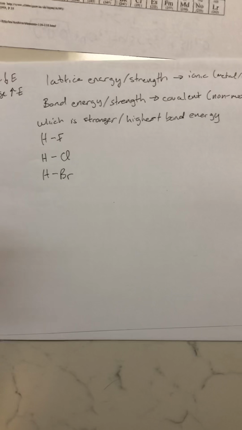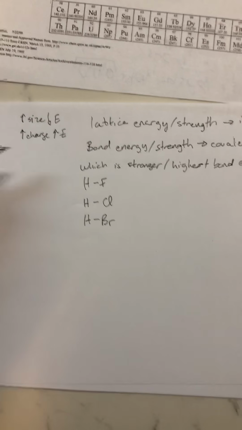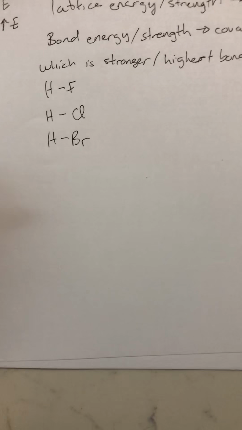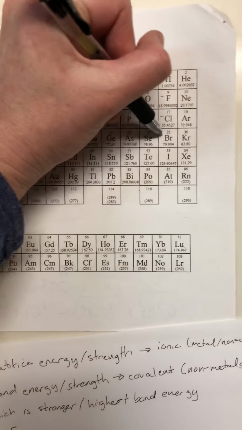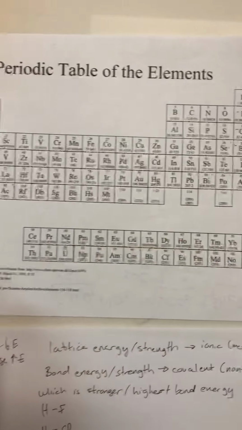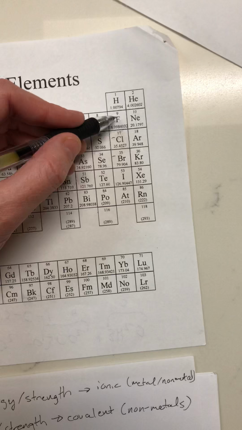Well, just like with lattice energy, if you have an increase in size, you're going to have a decrease in energy. So if we look at these guys, as we go down and to the left of the periodic table, so we're looking at fluorine, chlorine, and bromine here. As we go down to the left of the periodic table, the size is going to increase. So therefore, bromine is much bigger than fluorine.